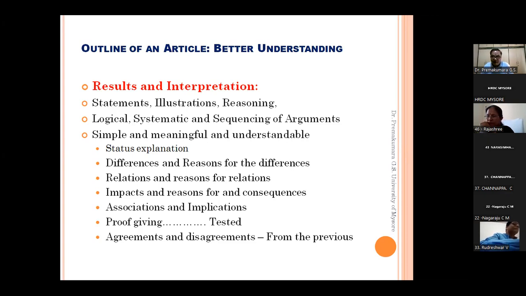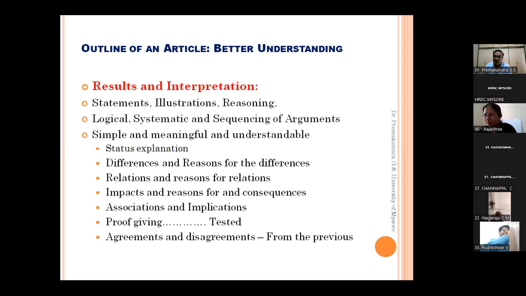Once you have done the impact analysis, there is simple regression, multiple regression, ANOVA, ANCOVA, MANOVA, MANCOVA, or the ARCH model, GARCH model, ARDL model, co-integration model, or anything. You have to prove, yes, my argument is true. That's very, very important. And then you can go with associations and implication kinds of things. These are the styles of writing: status explanation, difference explanation, relation explanation, impact analysis, association analysis, and wherever it is possible, give the proof.